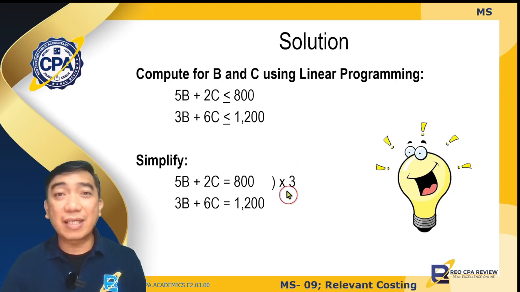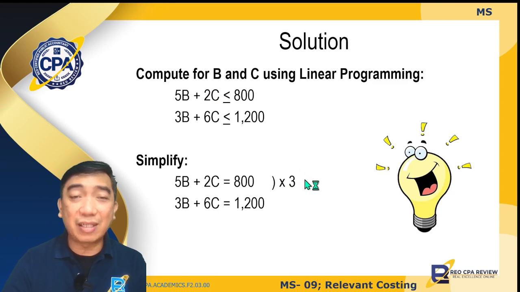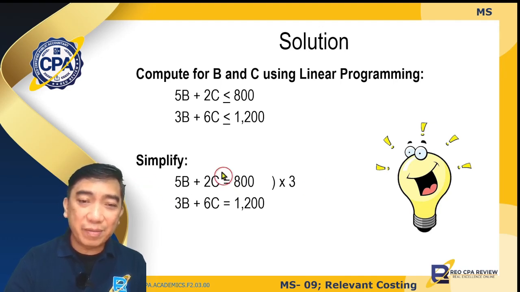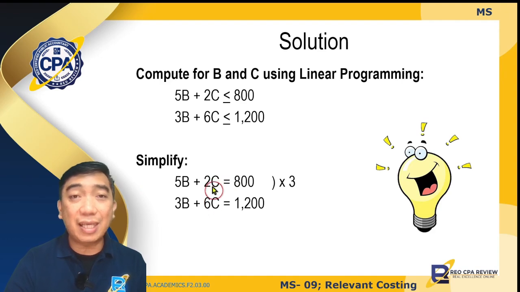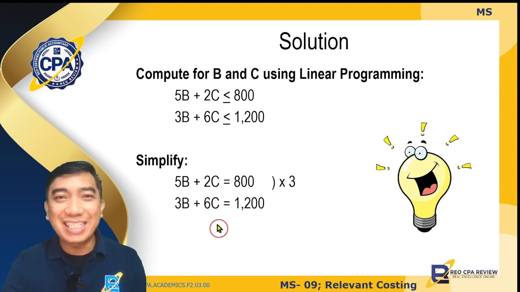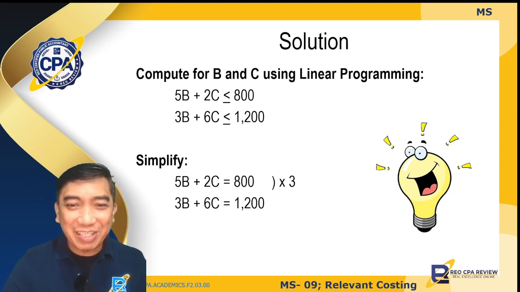Class, may nagtanong dati sa akin na, sir, saan makuha yung 3 na yan? Class, yung 3 na yan, para lang mag-equal sila. I-multiply mo yung buong equation ng 3 para yung value ng C natin, pareho silang maging 6. Okay, pareho na silang 6C. Oh, buti pa sa class, sexy. Okay, class. So, tignan mo to.